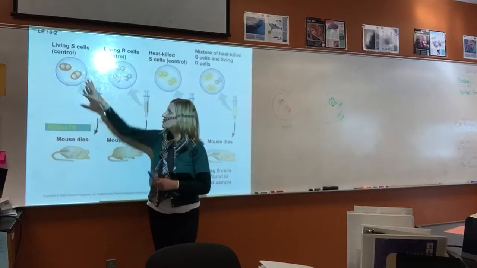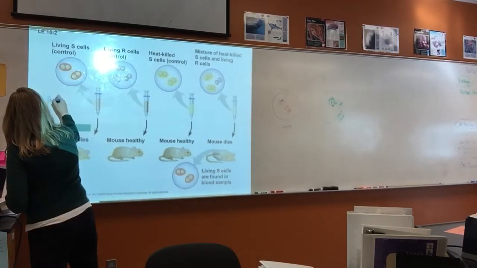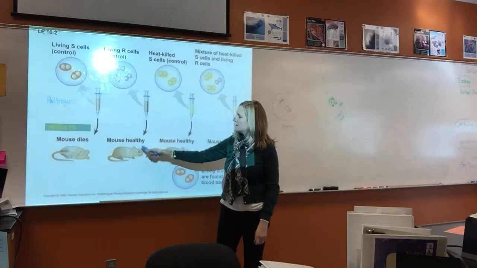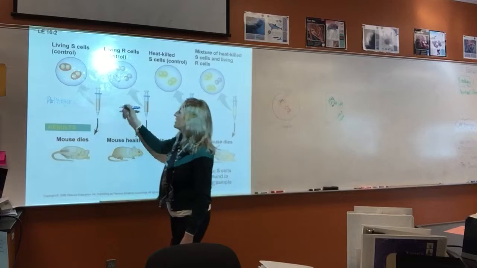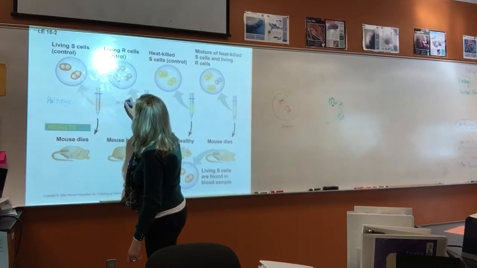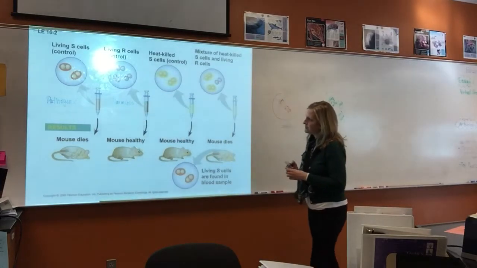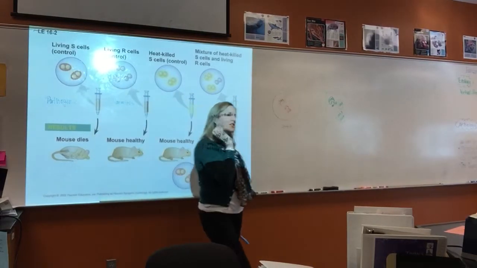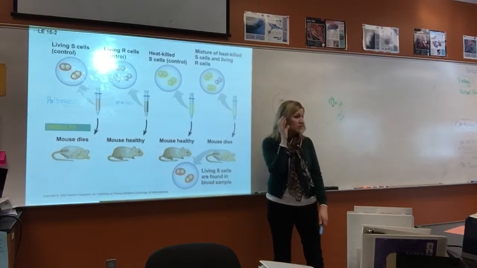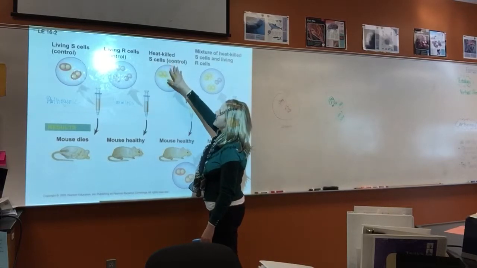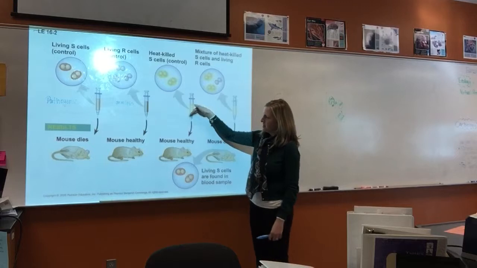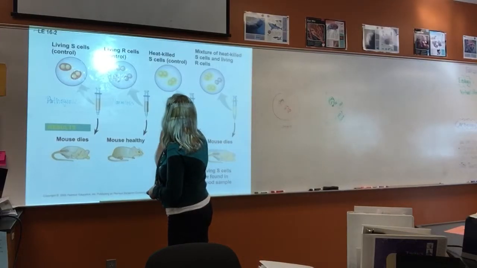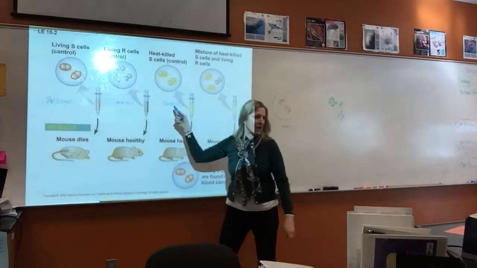The mouse died. So this is your pathogenic. Then he took the R cells, cultured them, injected them into the mice, and the mouse is healthy. So these are non-pathogenic, or harmless, because the mouse stays alive. Then he started experimenting a little bit. He took the living S cells and applied extreme heat to them. He called them heat killed. He killed them, they weren't alive anymore. He injected them into the mouse, and these mice stayed healthy. So this also was harmless. When he applied heat, what was once pathogenic became non-pathogenic by heat killing.